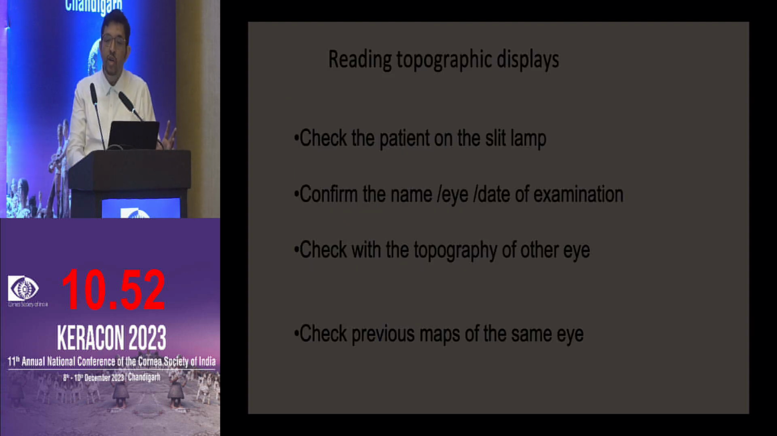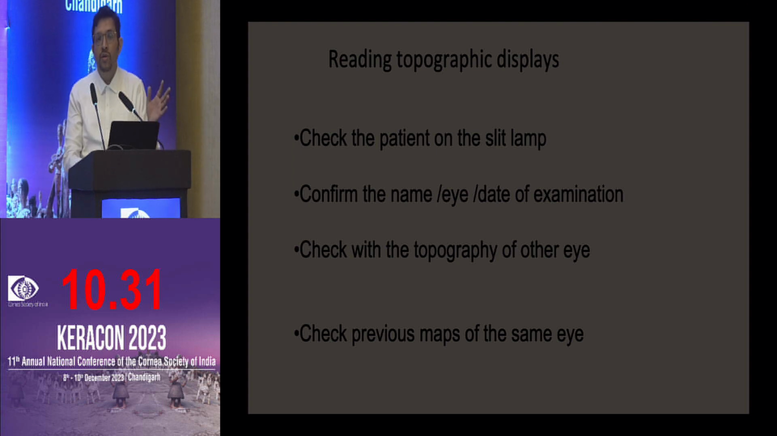So when you're looking at the topographic maps, it's important to actually first have a look at the slit lamp, because if you just see a map and it shows some irregularity, it could be because of a scar, it could be because of any other reason. You cannot directly label it as keratoconus. So first thing would be to check the patient on the slit lamp. You would need to confirm the details that you're looking at, that it is the same patient and the same eye. Check the topography of the other eye.